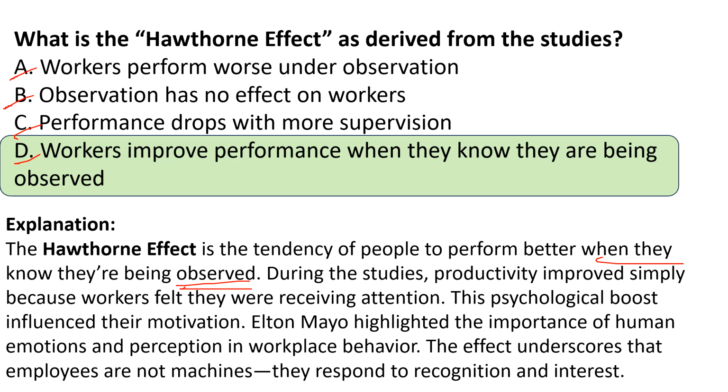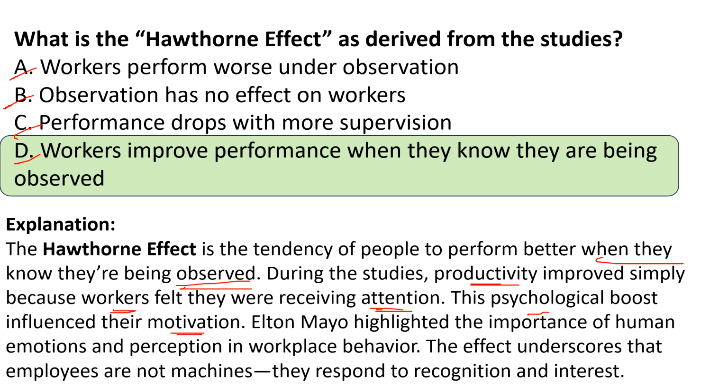Okay, the tendency of employees is changing as HR is watching them, observing how they are working, and their performance will be better. Yeah, that is what the Hawthorne effect is saying. During the studies, productivity improved simply because workers felt they were receiving attention. Clear? This psychological boost influenced their motivation. Getting it? So this observation activity is motivating the employee to do good work, right?